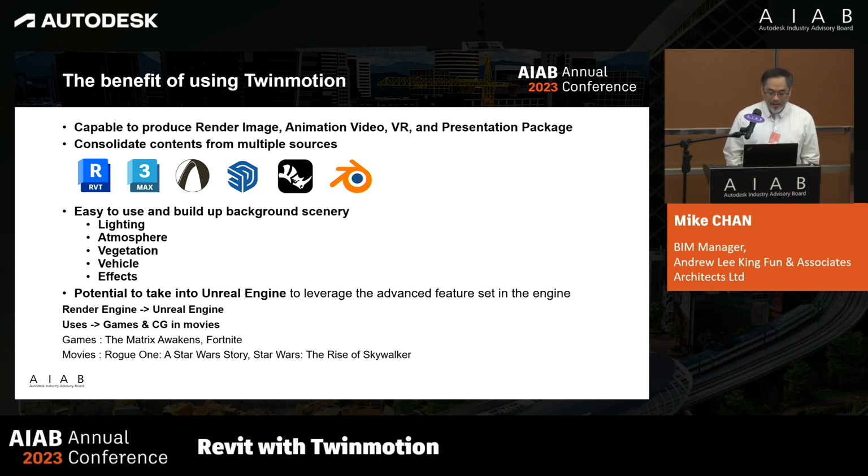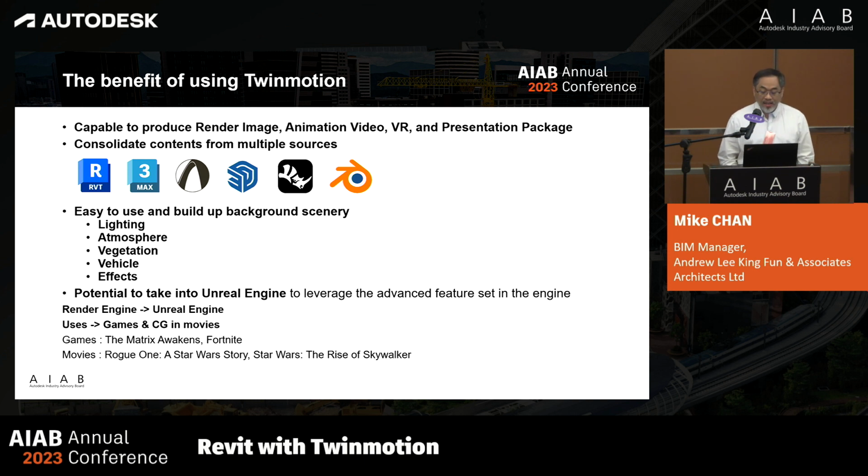Okay, and I really like that, and that's why I chose Twinmotion: it can combine different sources of geometry and information, such as Revit, 3ds Max, ArchiCAD, SketchUp, Rhino, and Blender. So basically, you can do the rendering from all sorts of information.